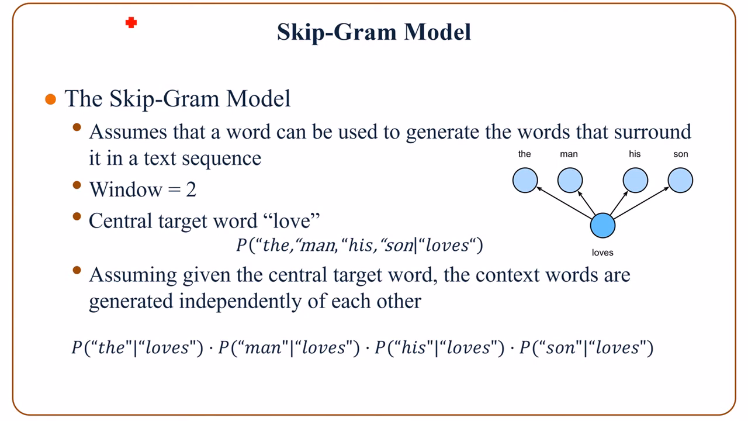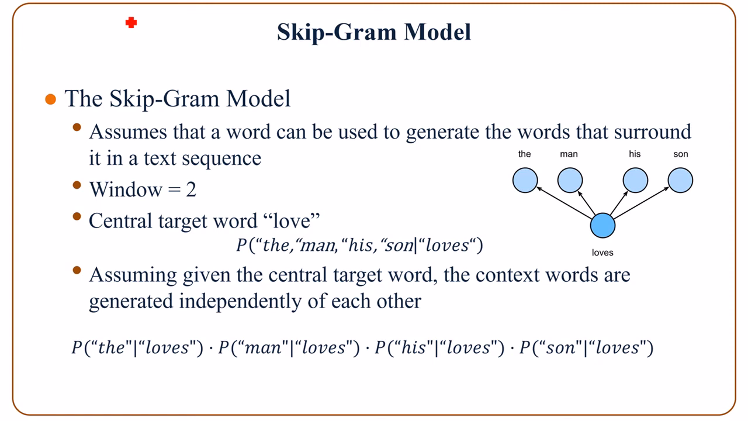The skipgram model assumes that a word can be used to generate words surrounding it in the text sequence. So let's take an example of a text sequence. Let's say we have the sequence: the man loves his son. We use the word loves as the central target word, and set the context window size to 2. The context window size of 2 means we consider 2 words before and 2 words after the central word.